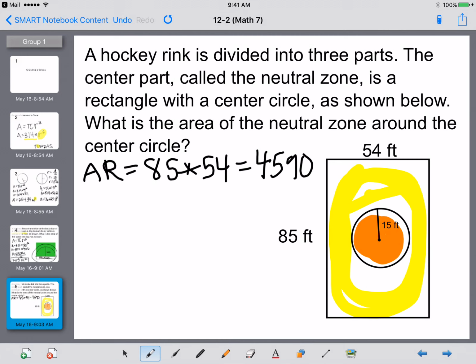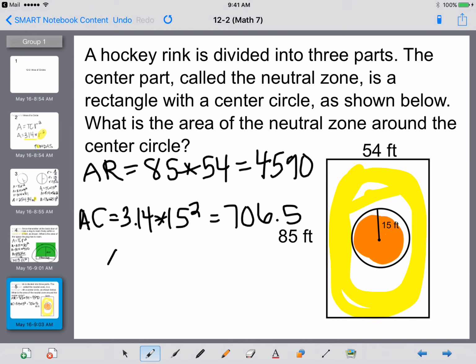Now I need to go figure out what the area of the circle is. So the area of the circle is pi r squared, or 3.14 times 15 squared. 15 squared is 225 times 3.14, which is 706.5.